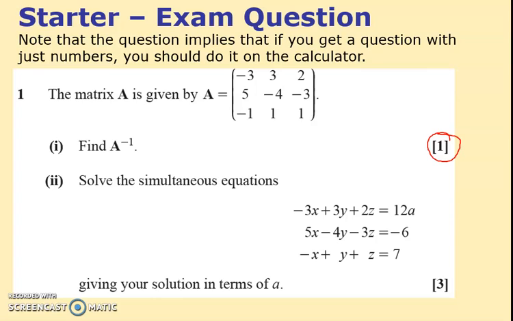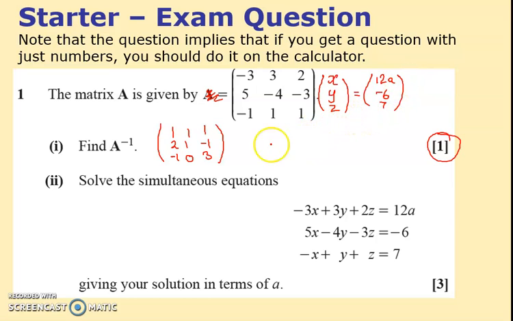Okay, so I've typed it in. I've got my answer, so hopefully yours is the same. I get 1, 1, 1, 2, 1, minus 1, and minus 1, 0, 3. That's my inverse matrix. And notice now it says solve this simultaneous equation. So effectively, if I just rub this out, we've got that times by x, y, z. I'm just writing this as a matrix equation. And it says it's equal to 12a minus 6 and 7.